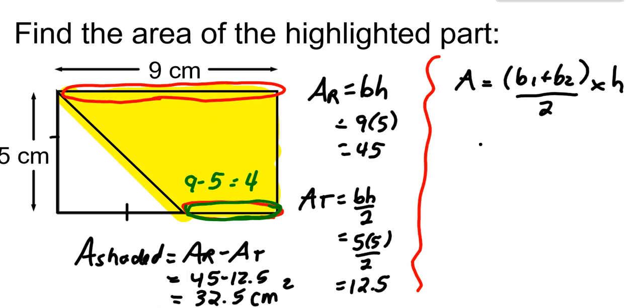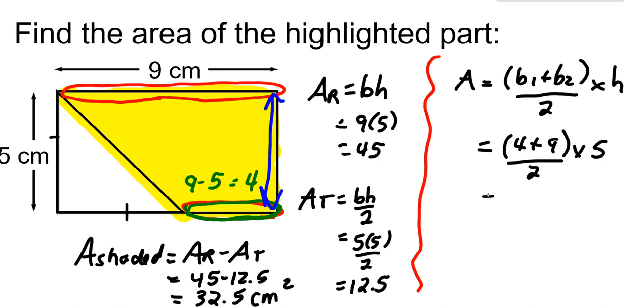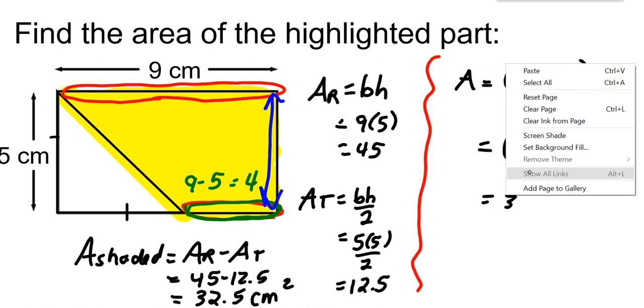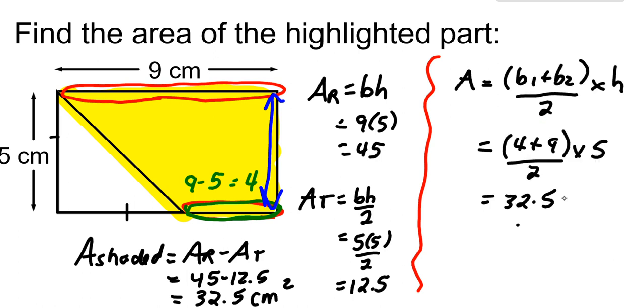So we're going to have 4 plus 9. And our height of our trapezoid, so this blue part here, is the same as the height of the rectangle, which will be 5. And when we calculate that, you don't have to show all your work for this part. You can do the steps in the calculator. You just need to write down the substitution line. So when you calculate it all, you're going to get 32.5 centimeters squared. So you're going to notice you get the same answer.